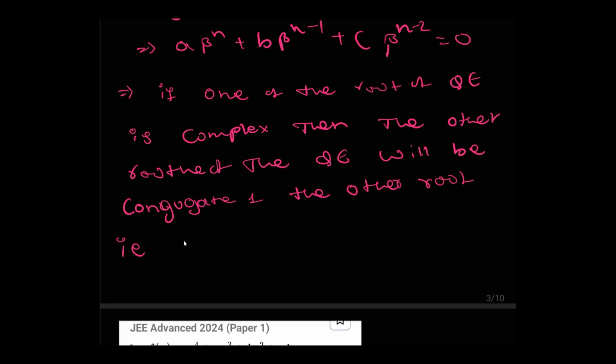That is, if alpha is a root of the quadratic equation ax square plus bx plus c equals to 0, then alpha bar is also a root of the equation ax square plus bx plus c equals to 0. Now we will find out the nature of roots of a quadratic equation.